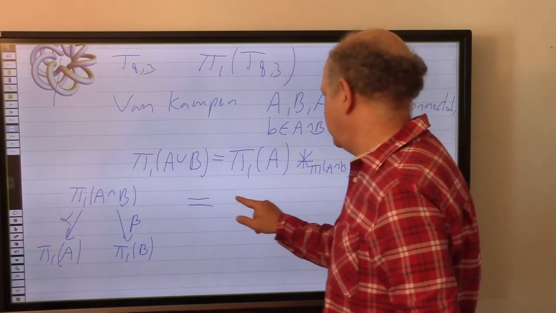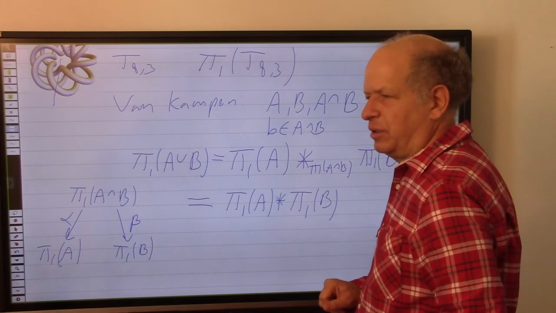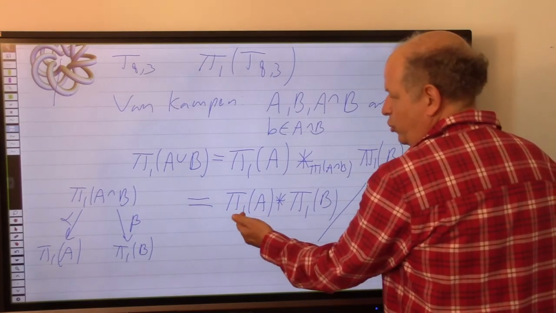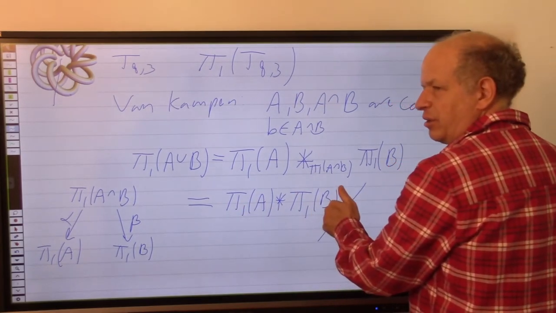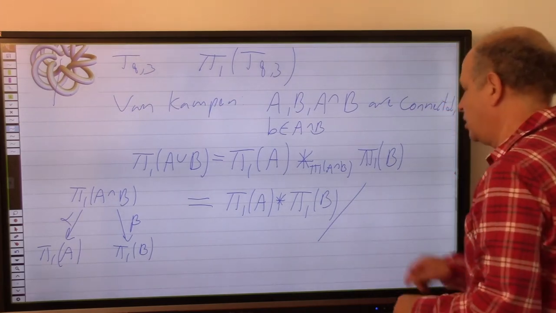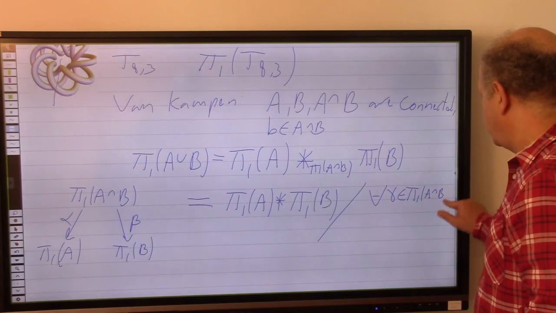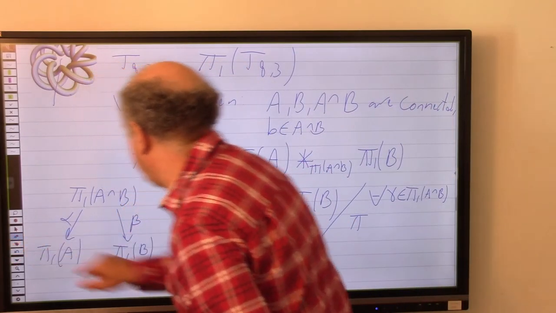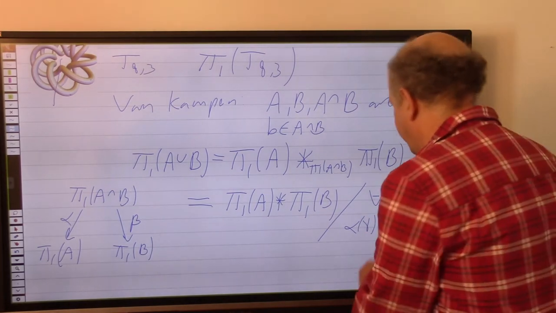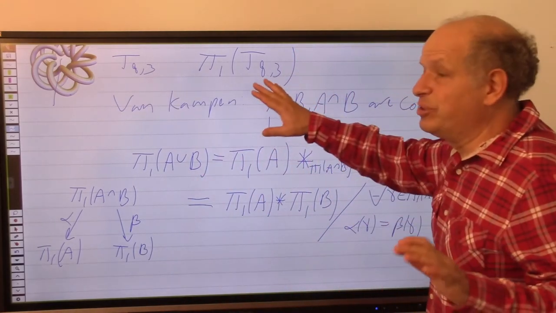Then this amalgamated product is just the free product of pi 1 of A with pi 1 of B modulo the relation. The free product is made of words where you alternate a letter here, a letter here, a letter here. And the relation is that for every gamma inside the intersection, alpha of gamma is equal to beta of gamma. So if you regard gamma as a member here, or as a member here, they're made equal. Okay, so that's Van Kampen's theorem.